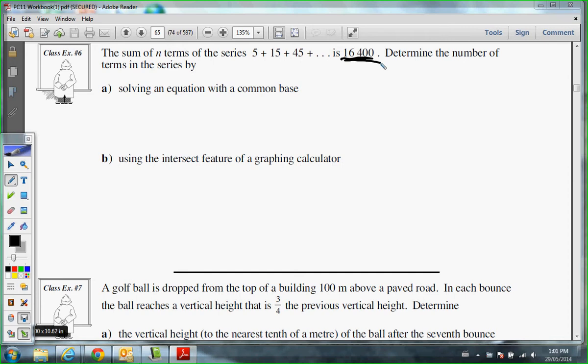So what it wants me to do first is let's identify what we have. We have A is 5. You can see that your R is times by 3. Okay. N we don't know, but we do know that S sub n is 16,400. That's what it tells me. So the sum of this series is 16,400.